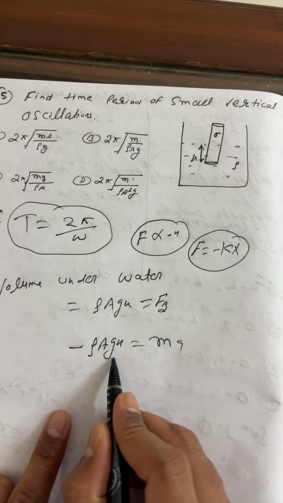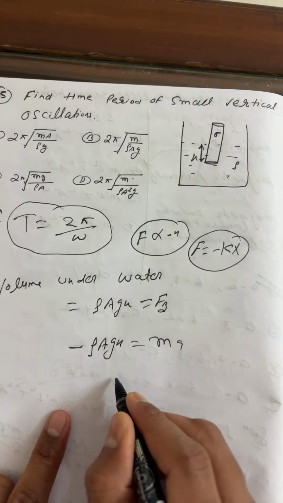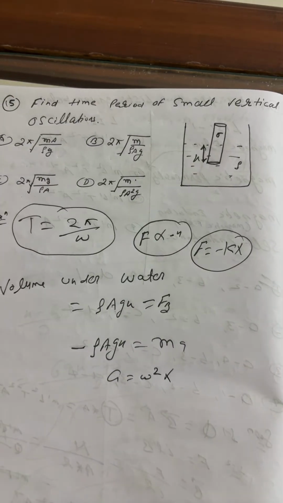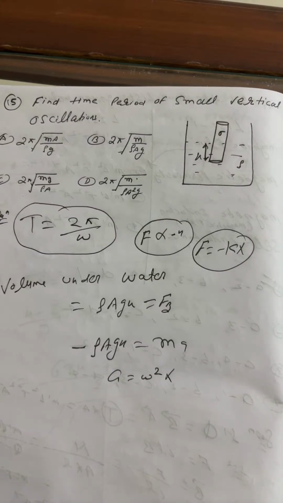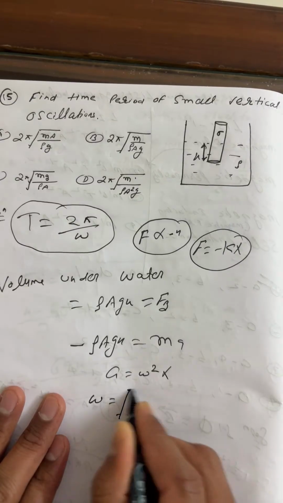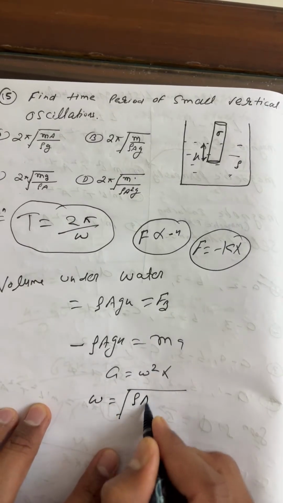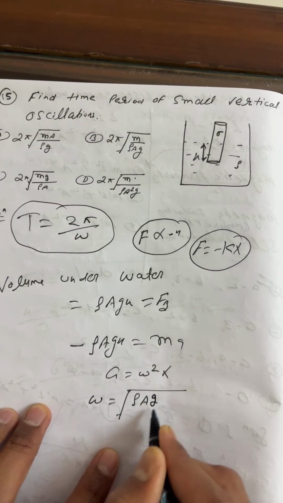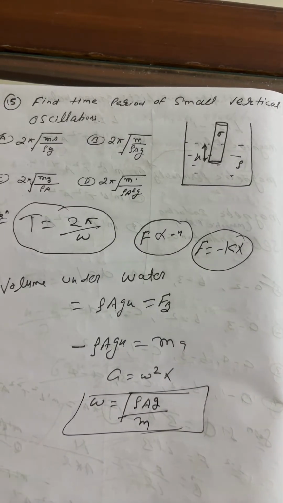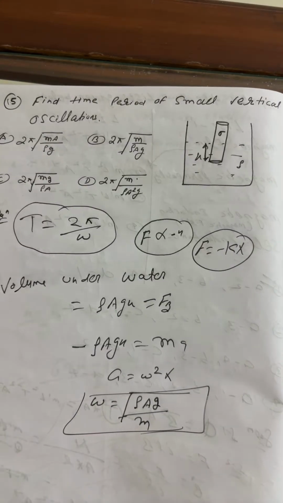What is x? Now, what is acceleration? I hope all of you remember. Acceleration is omega square x. So you will get omega from here only. This is rho A g upon m. This is the omega, right.